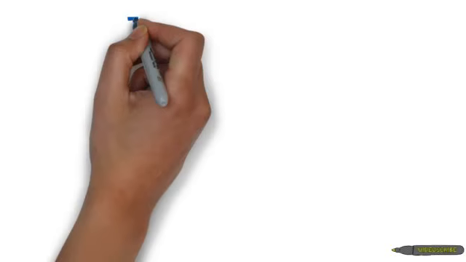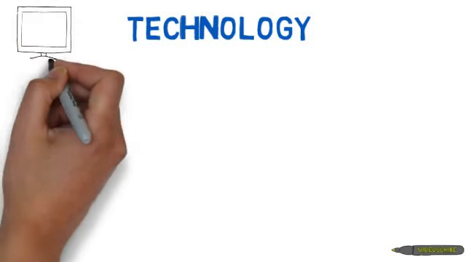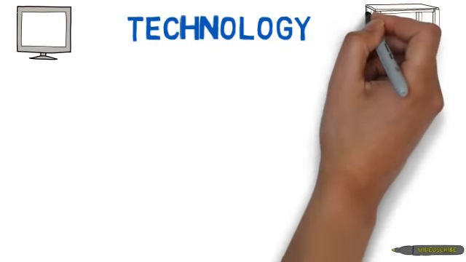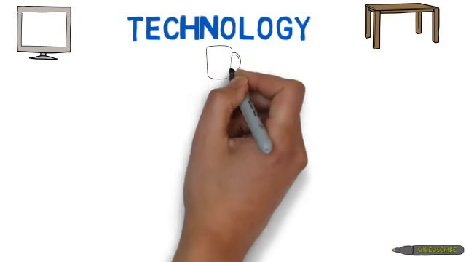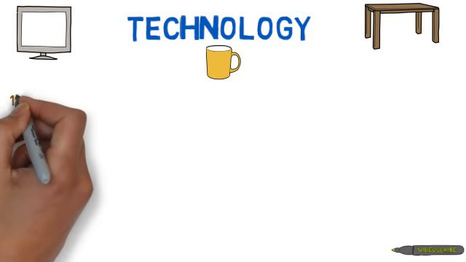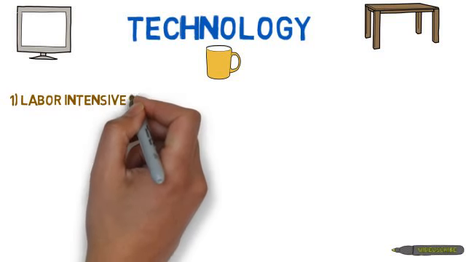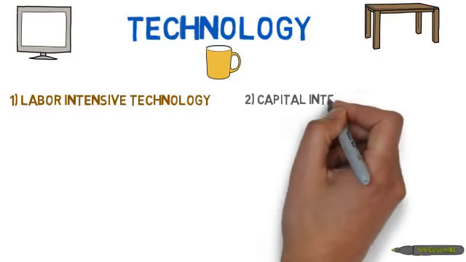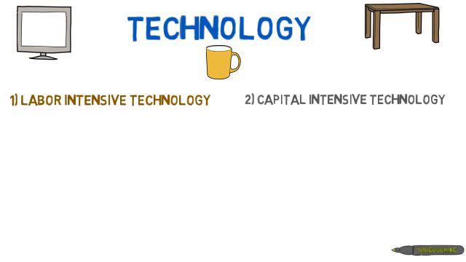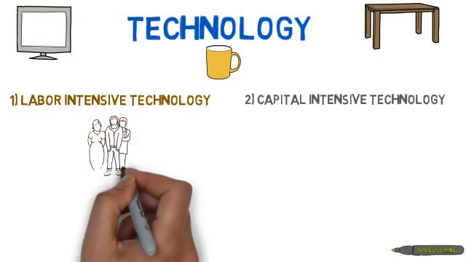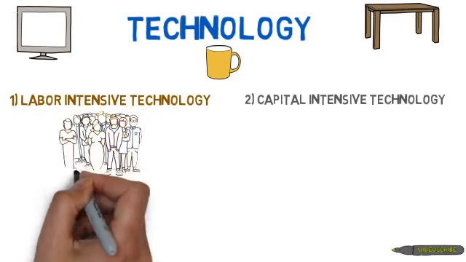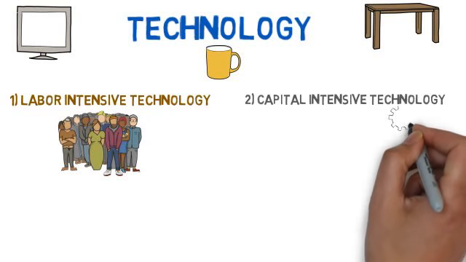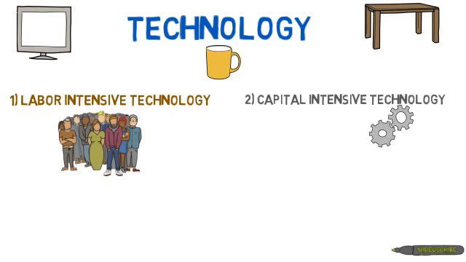Alright, let's move on to another aspect of production, which is the technology chosen by the producers. As the producers, regardless if you are producing computers, table sets or even coffee, you still need to choose the type of technology to produce. In general, there are only two types of technology used by producers. It is either labor-intensive technology or capital-intensive technology. The labor-intensive technology is actually a process in which people do most of the production work, while the capital-intensive technology is where the machines and equipment do the production work.